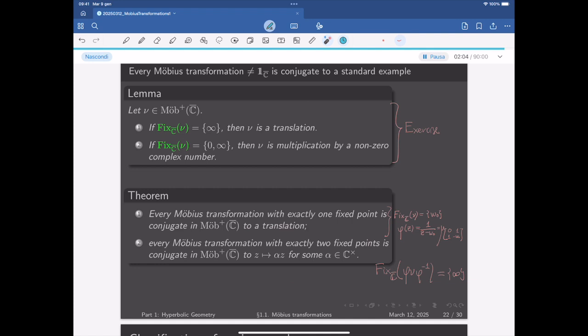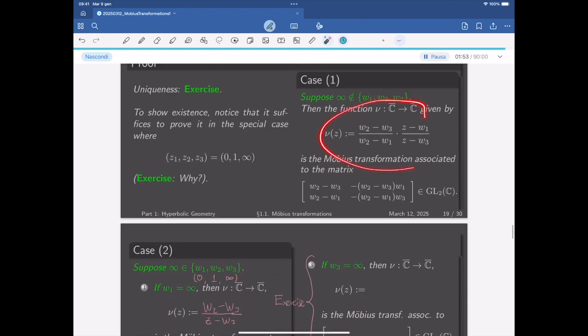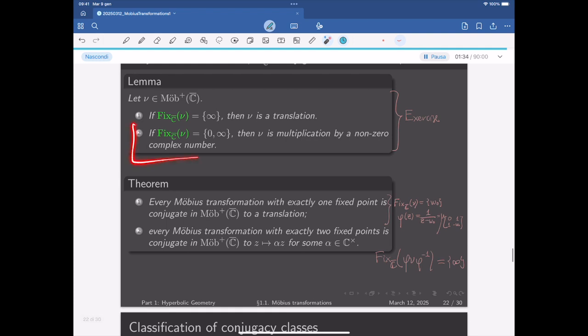And I do the same for this one. I just conjugate by a Möbius transformation that sends one fixed point to 0 and the other one to infinity. This I already know how to do. Actually, I have a 1 parameter degree of freedom because I can multiply here by any non-zero complex number, and it will still do the job. Okay, so I know how to do that, and then I use the second part of the lemma. Good.